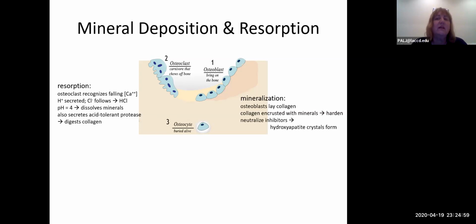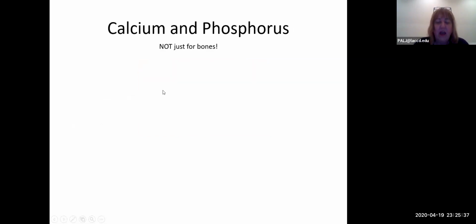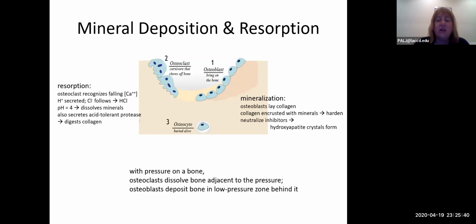So at this point, the osteoclast is also secreting an enzyme, which is a protease. So anytime you see that suffix ase, that tells you it's an enzyme, and a protease is an enzyme that breaks down proteins. And in this case, the protein we're talking about is collagen. Okay. And so this protease, this collagenase, is going to break down the collagen, and so then everything can undergo phagocytosis. So when there is pressure on a bone, what normally happens is the osteoclasts become active at this site of pressure, and they will dissolve the bone adjacent to the pressure.